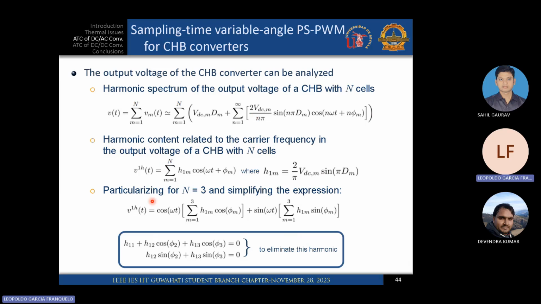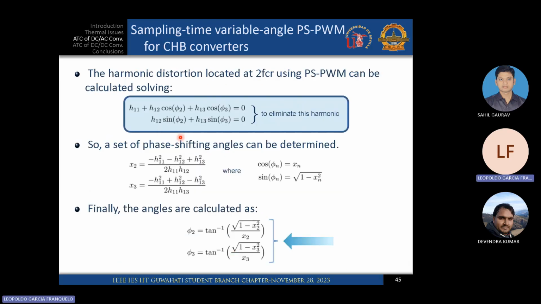Okay. In the case that we have three cells, then we can simplify the equation and solve this. Then the new angles, this is in the literature. In one of our papers, I will talk about this later. I'm sorry because we are a bit late to explain the details.